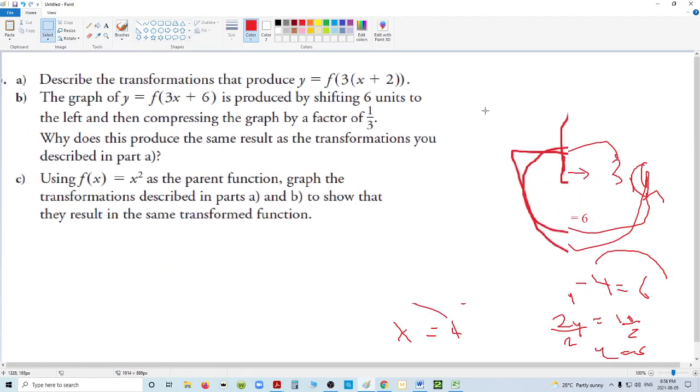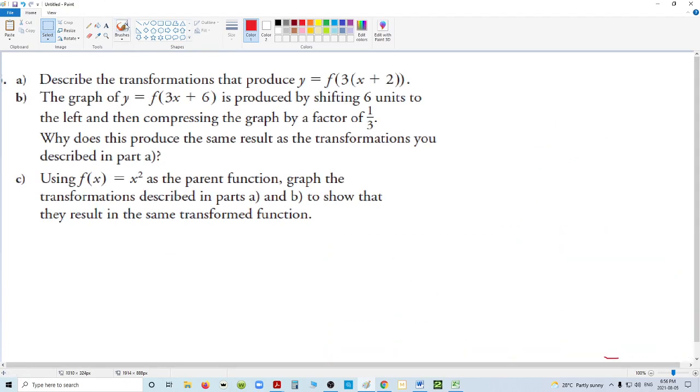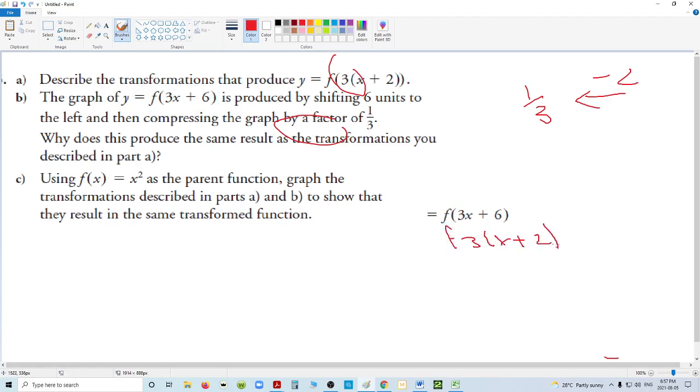Describe the transformations that produce that. Okay, we have an x compression of a third and a translation 2 to the left. The graph of f is produced by shifting 6 units to the left and then compressing the graph by a third because it's not factored correctly. So you can see this is one of the tricky things I said they do. So the actual factoring of this is you have to factor out 3 inside of that graph. And you get x plus 2, which turns out to be the same as this. So they just didn't factor this properly.